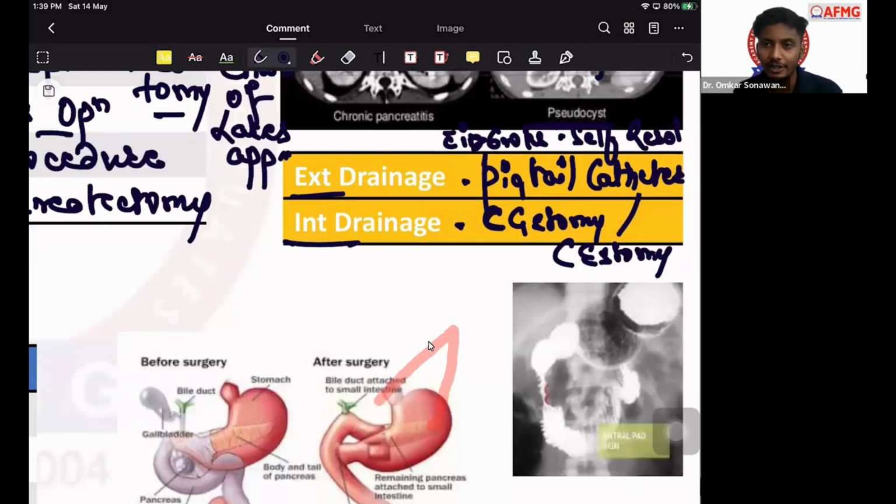If it does not undergo spontaneous resolution, then you can perform an external drainage either with the help of a pigtail catheter or internal drainage procedures like cystogastrostomy or a cystoenterostomy. No issues with this. Remember this.